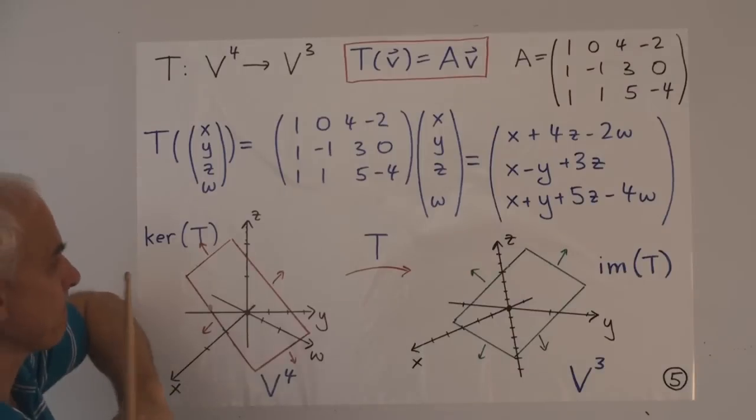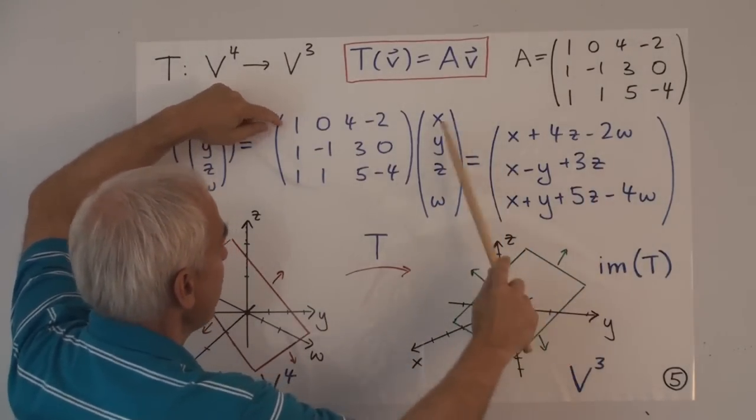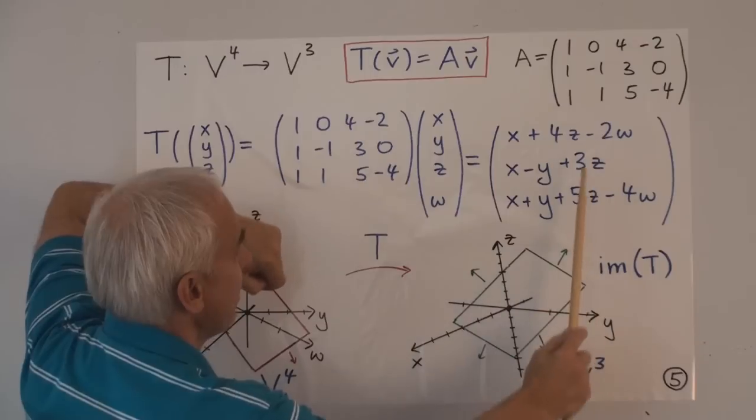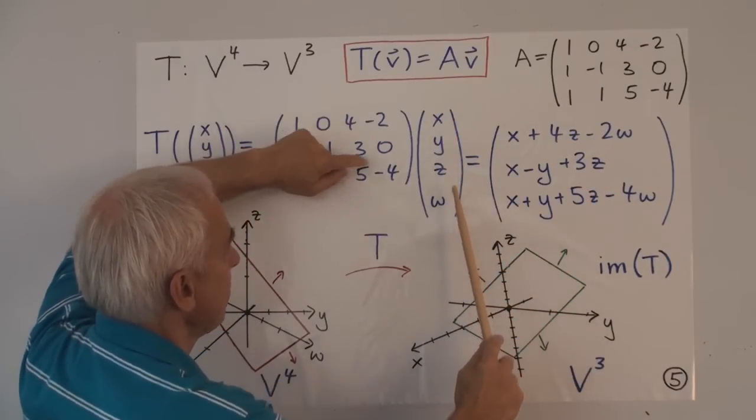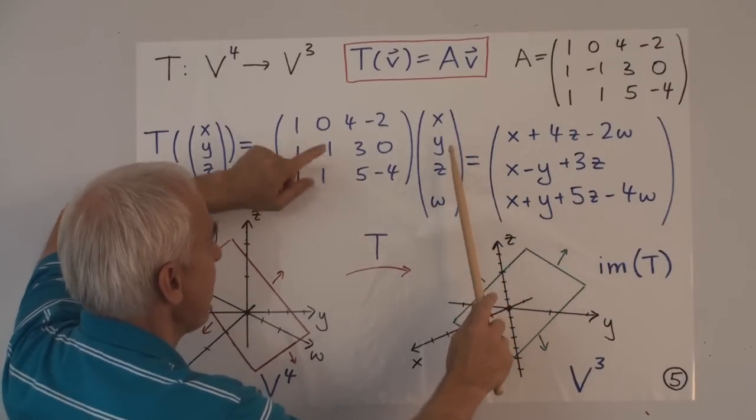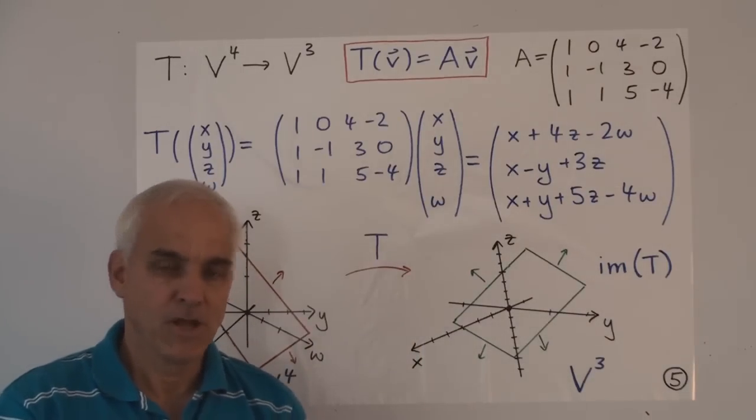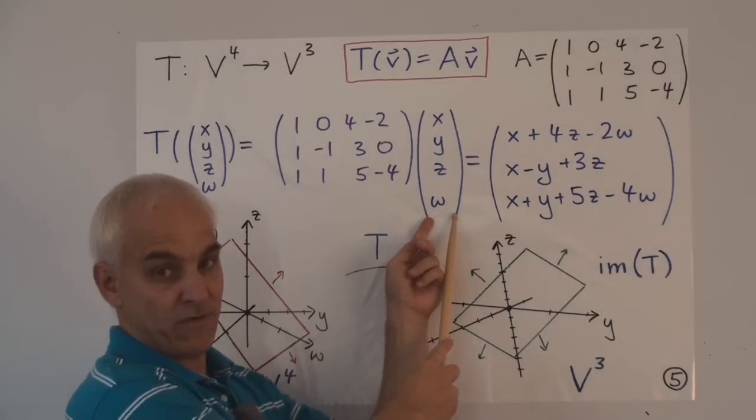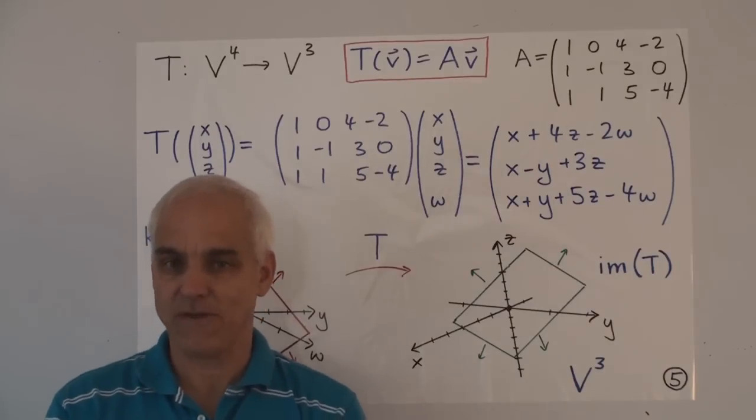And what is that? Well, it's got a vector of 3 components. The first component is x plus 0y plus 4z minus 2w. The next entry is x minus y plus 3z plus 0w. And the last entry is x plus y plus 5z minus 4w. So here's another way of thinking about what the transformation does. It takes a 4-dimensional vector, this one right here, and sends it to this particular 3-dimensional vector.